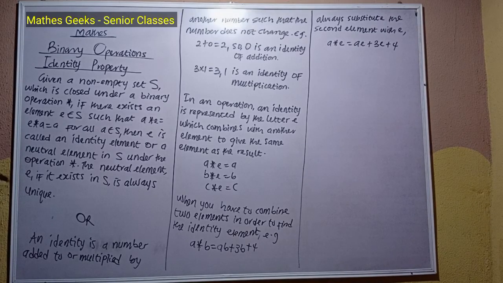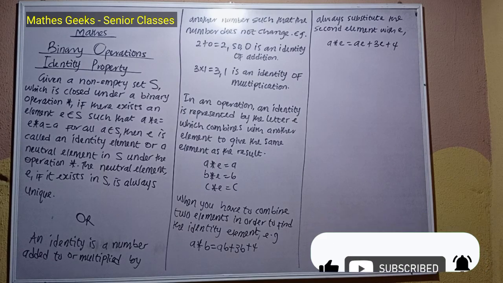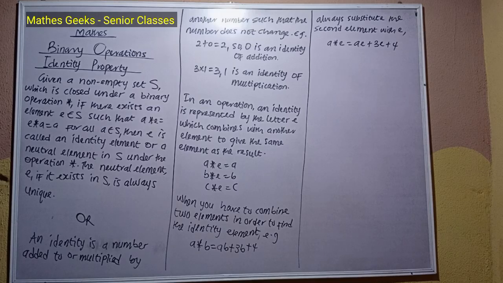Binary operations, identity property. So in this lesson, I'm going to look at the identity property. Given a known empty set S, which is closed under a binary operation star, if there exists an element E, a member of set S, such that A star E is equal to E star A equal to A, for all A member of S, then E is called an identity element or a neutral element in S under the operation star.